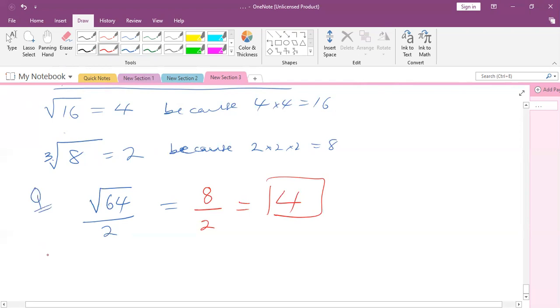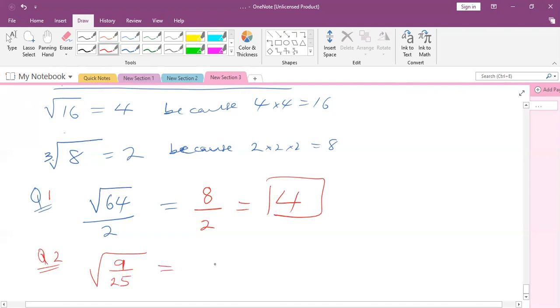Now let me throw in another question here in a fraction form. So let's call it question 1. Question 2. What will be the square root of 9 over, let's say, 9 over 25?